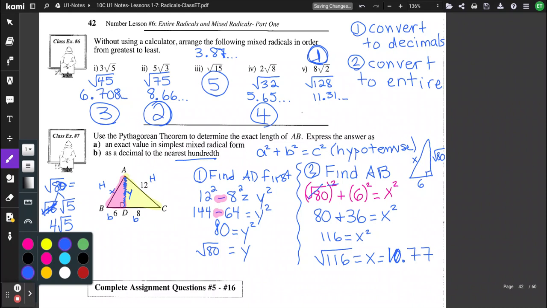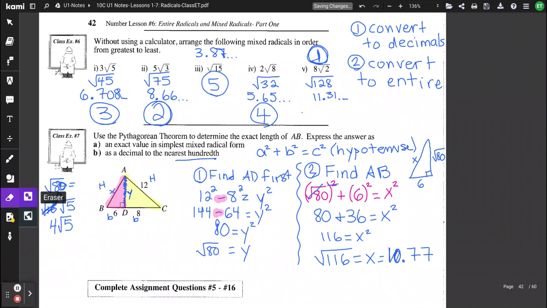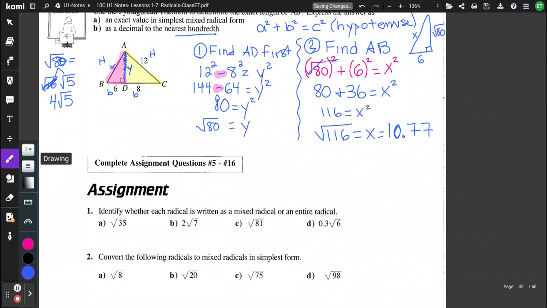All right, now we need to change it to a mixed form. We're going to go mixed. I just got to get rid of all those scribbles there. Okay, so we're going to change the root 116 into mixed. So we've got to square this off. So that means dividing by perfect squares. If we divide by all the perfect squares, the only one that works is 4.